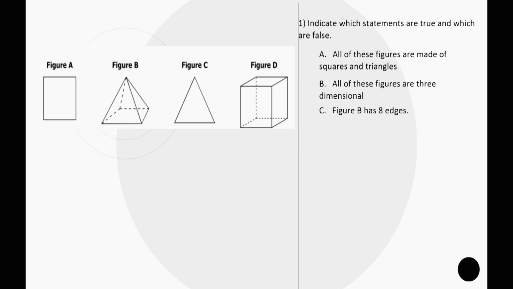Let's try another one. All of these figures are three-dimensional. True or false? That statement is false. Figure A and figure C are two-dimensional or plane shapes.